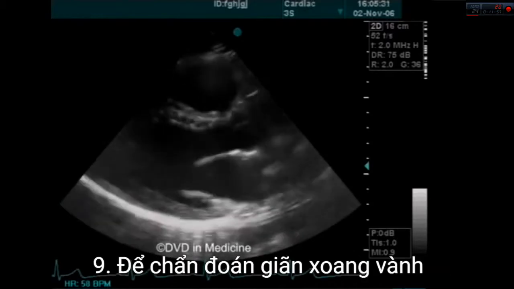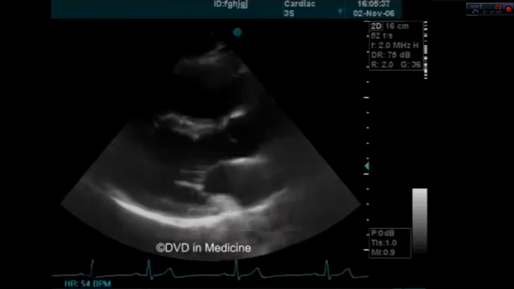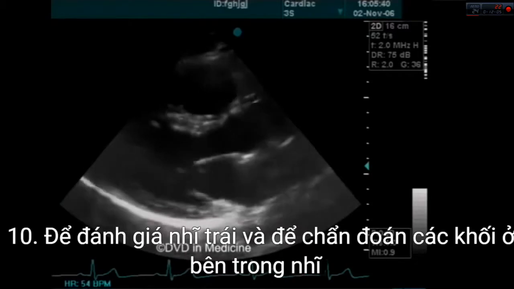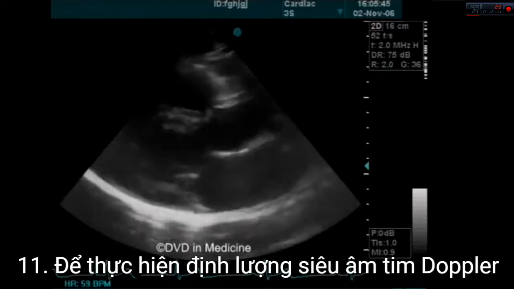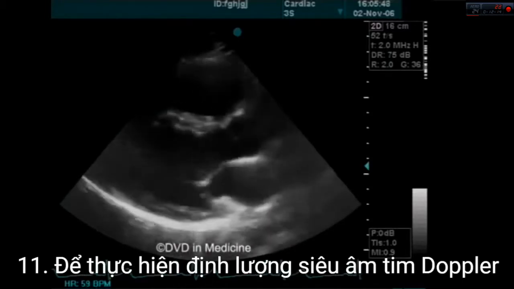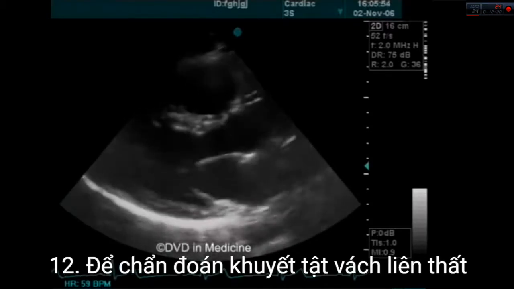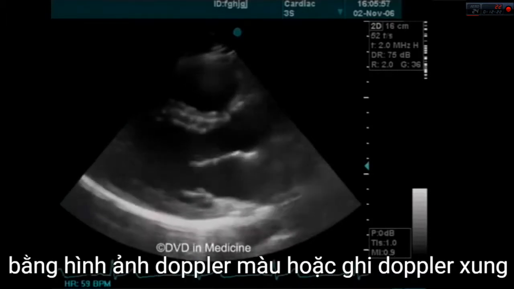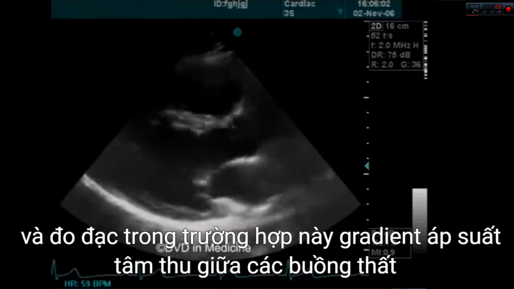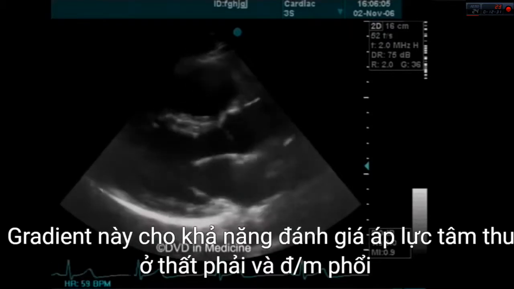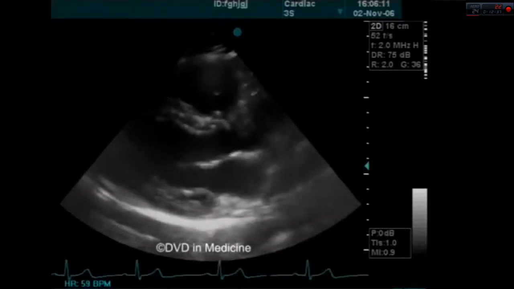9. To diagnose coronary sinus dilation. This can be evidence of persistent left superior vena cava. 10. To assess the left atrium and to diagnose masses inside it, thrombus, myxoma, membrane. 11. To perform quantitative Doppler echocardiography of mitral or aortic insufficiency. 12. To diagnose muscle defects of the interventricular septum with color Doppler imaging or pulsed Doppler recording, and to measure in this case the systolic pressure gradient between ventricles. This pressure gradient gives one the possibility to assess systolic pressure in the right ventricle and pulmonary artery.